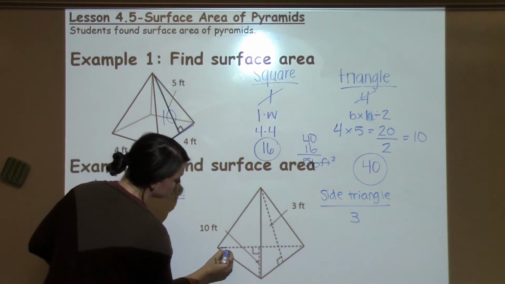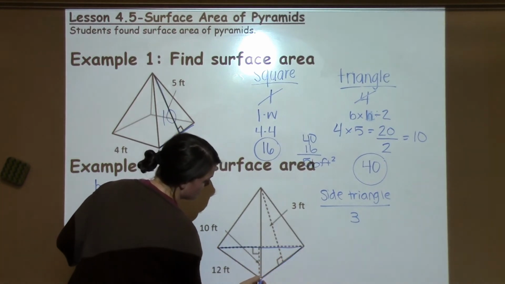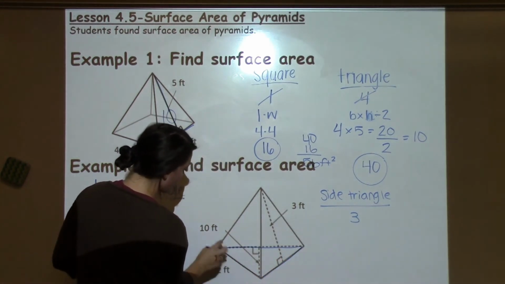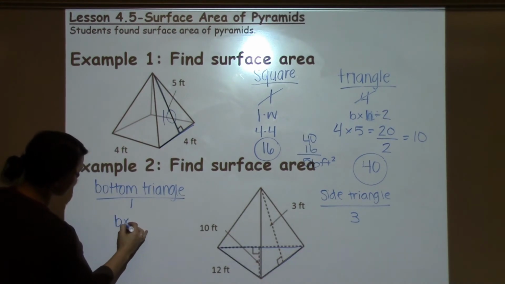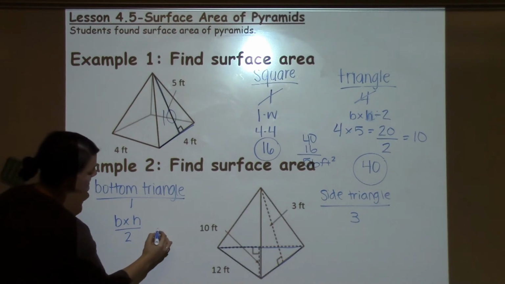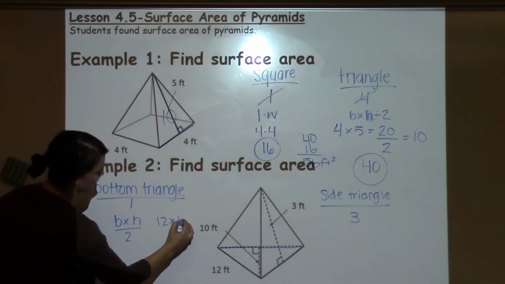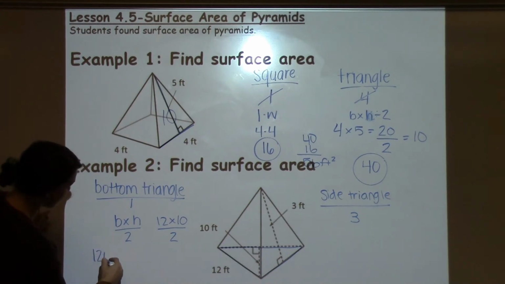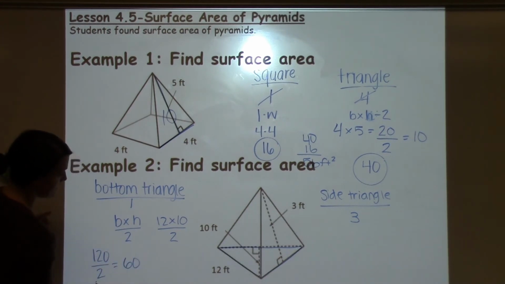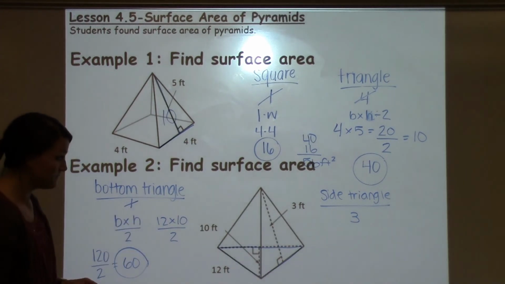I see that the base is 12 while the height is 10. My formula for finding the area of a triangle is base times height divided by 2. So I'm going to take 12 times 10 divided by 2. 12 times 10 is 120. 120 divided by 2 is 60. So I know that the bottom one triangle is 60.